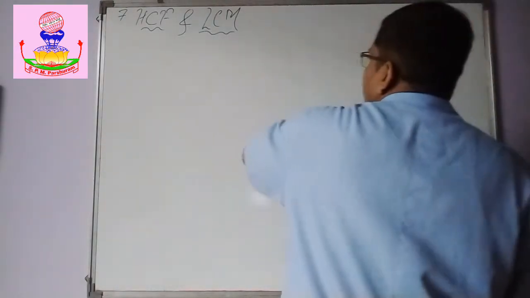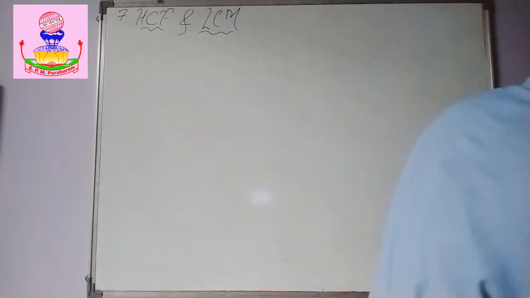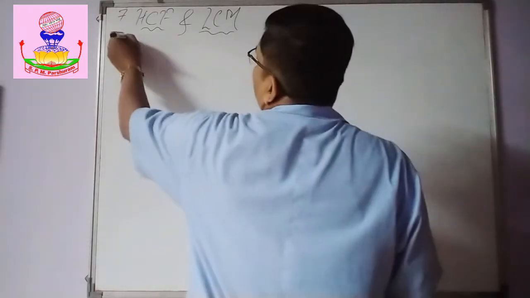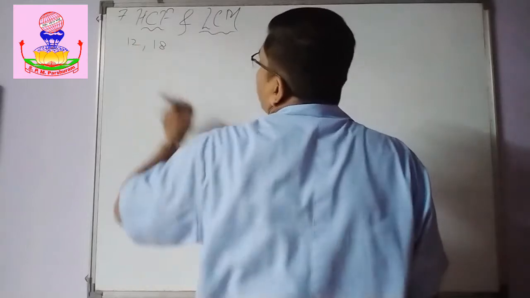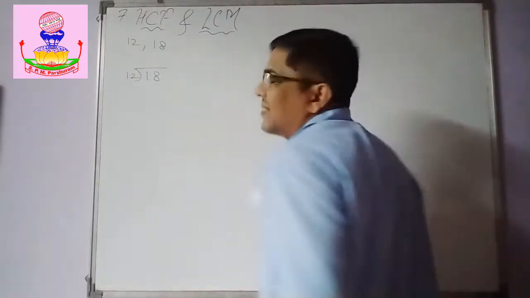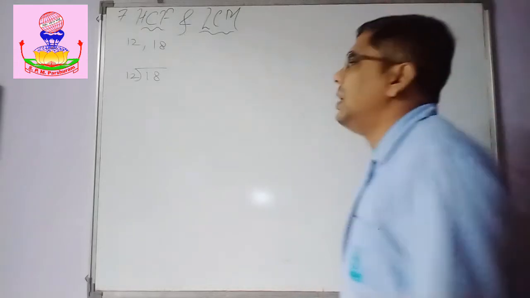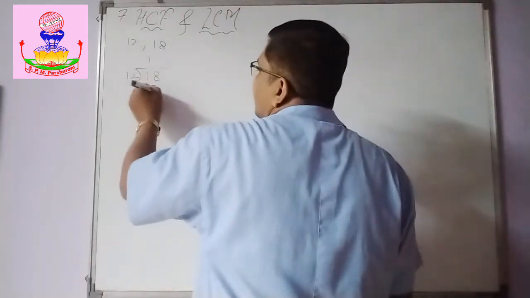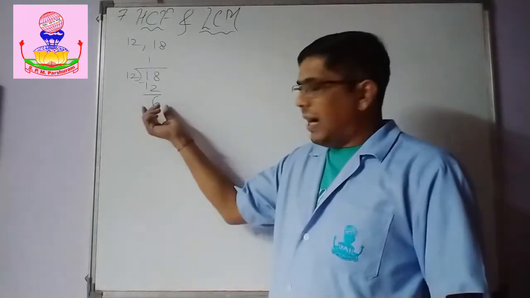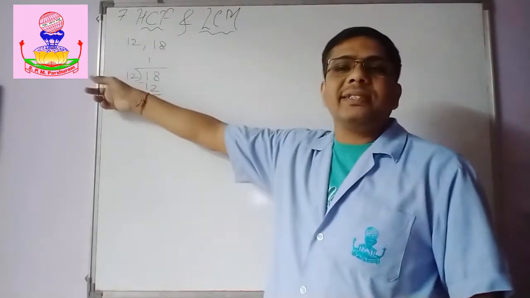So, division method. Suppose I want to find the HCF of 12 and 18. What you do is divide the bigger number, 18, by 12. 12 ones are 12, so 18 minus 12 is 6.